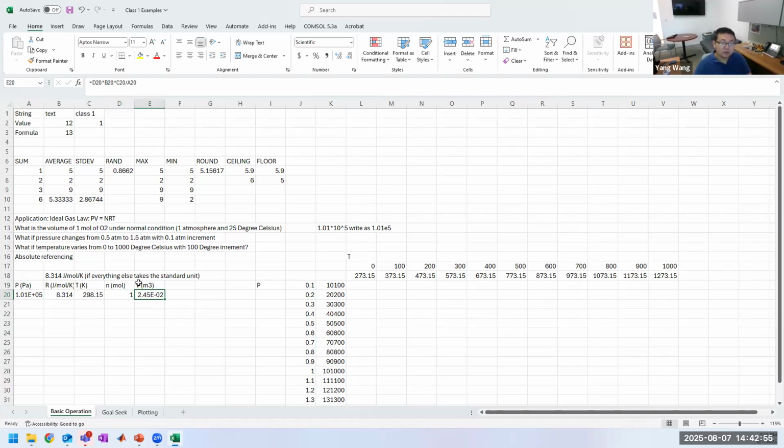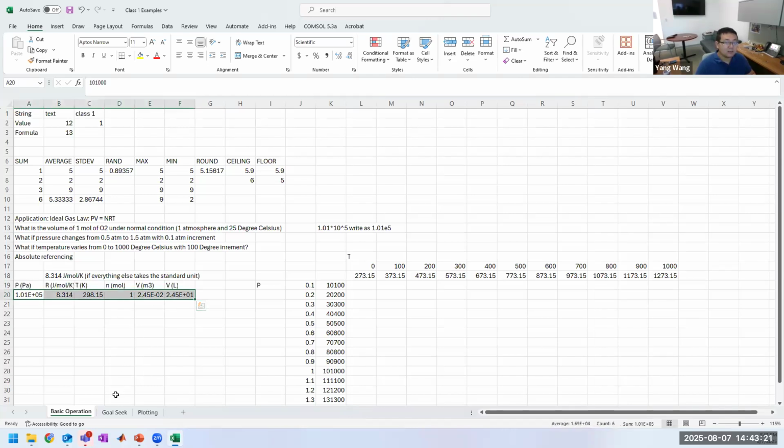And if you further want to convert this into liters, because I know that a lot of times people use liters to show the volume of the gas. So we know that a cubic meter is actually 1,000 liters, right? So then you will use equal sign, this value multiplied by 1,000. Okay, so this is the calculation here.